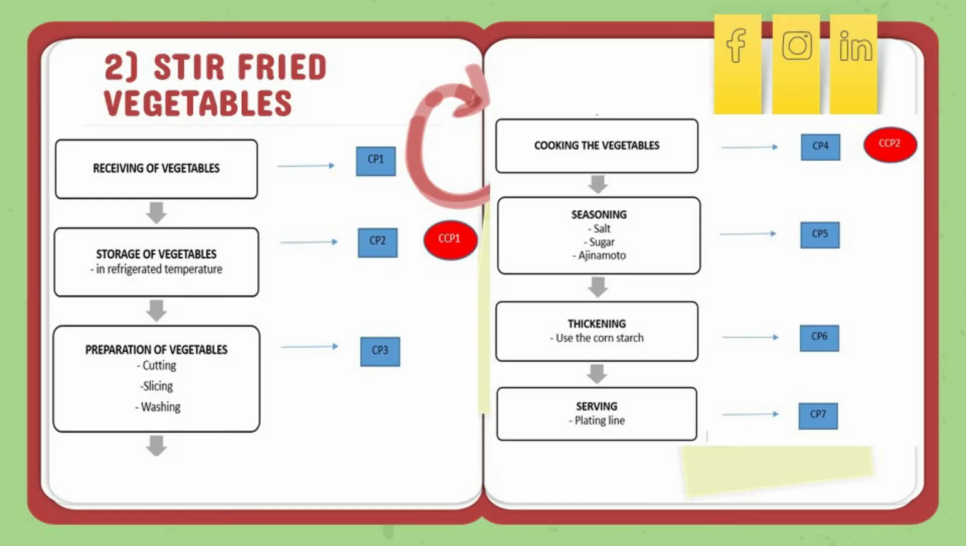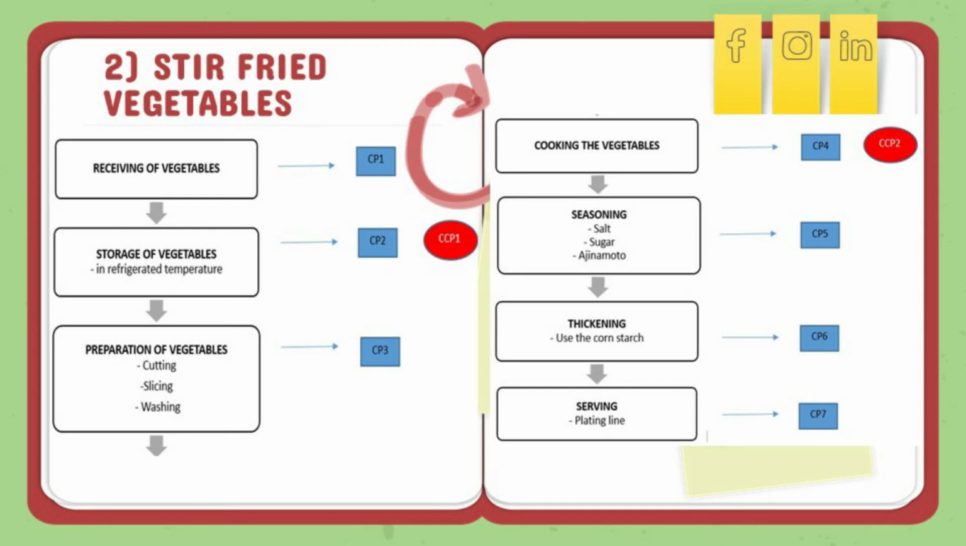So next, we will continue with the food flow of stir-fried vegetables. There are 7 steps included, such as receiving of vegetables, storing of vegetables in refrigerated temperature, the preparation of vegetables, which included cutting, slicing, and washing, and then cooking the vegetables, while adding the seasoning, sugar, salt, ajinomoto, and thickening, and the last one is serving.